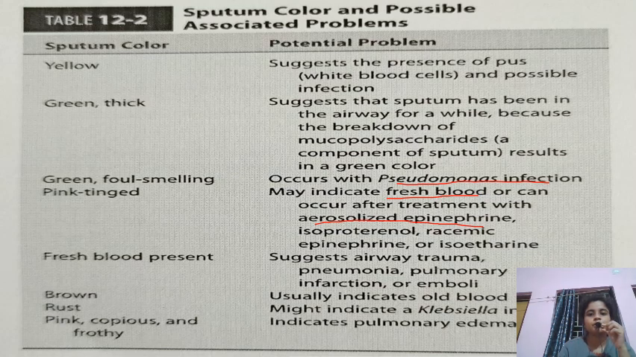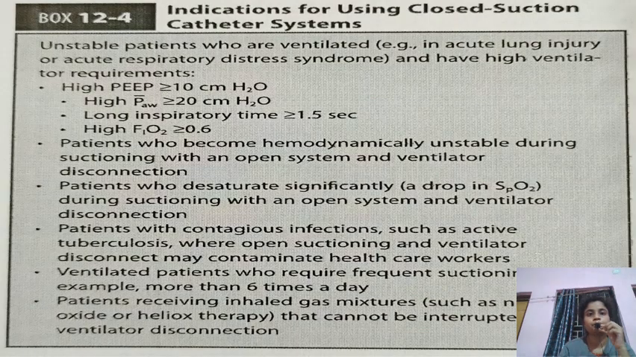If fresh blood is present, it suggests that the patient has airway trauma, pneumonia, pulmonary infarction, or emboli. Brown secretions mean old blood is present. If rusty color is there, the patient might have Klebsiella infection. Pink copious or frothy sputum means the patient might have pulmonary edema. So based upon the sputum color, you might identify the potential problem in the patient.